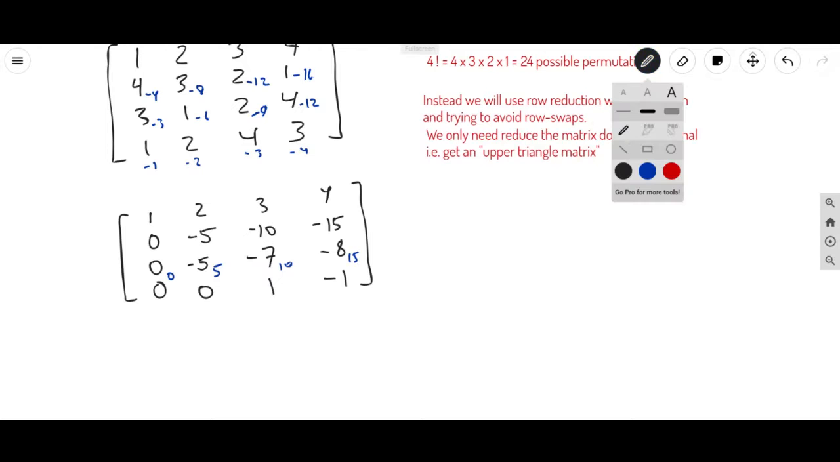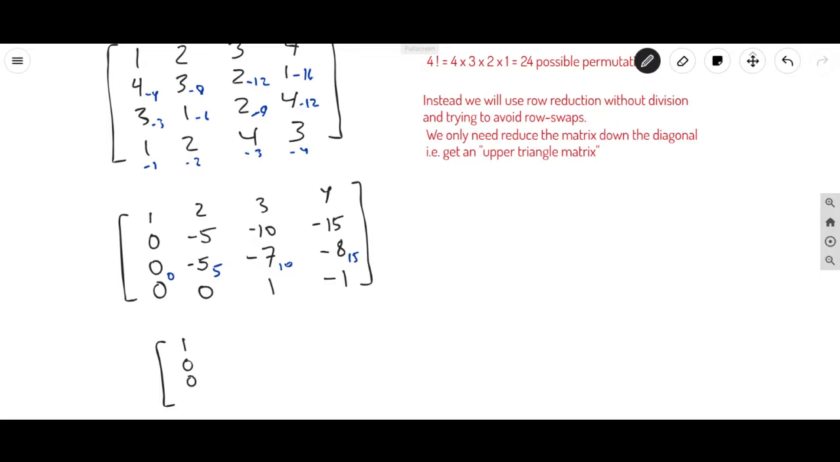And now if we do that, we will end up with 1, 0, 0, 0, 2, -5, 0, 0. Then we have 3, -10, 3, 1, 4, -15, -8, -1, like that.